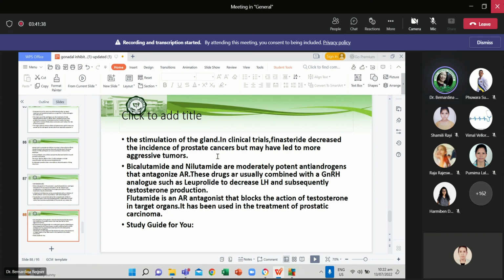Then bicalutamide, nilutamide are your potent anti-androgens. They are usually combined with analogs such as leuprolide or growth hormone releasing hormone analogs to decrease your luteinizing hormone and reduction of your testosterone production. Flutamide is an AR antagonist that will block the action of testosterone in your target organs. It has been used in the treatment of prostatic carcinoma.